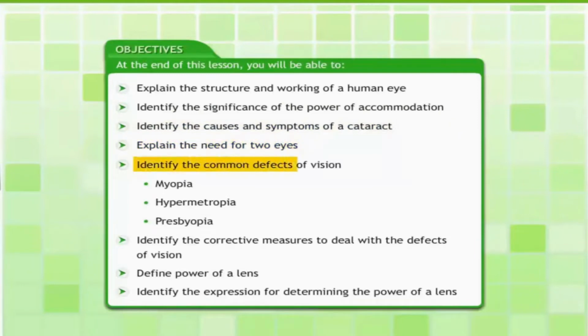identify the common defects of vision, myopia, hypermetropia, and presbyopia. Identify the corrective measures to deal with the defects of vision. Define power of a lens. And identify the expression for determining the power of a lens.